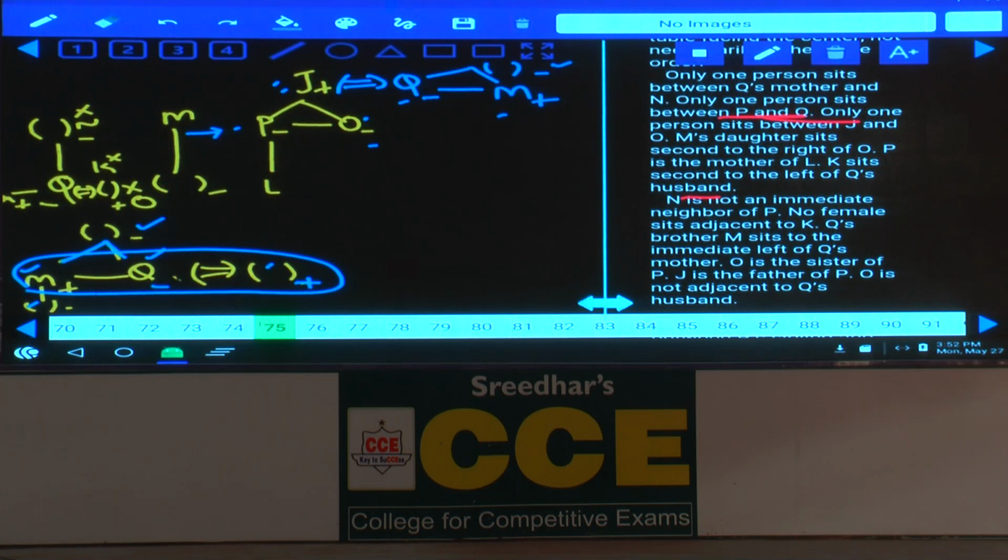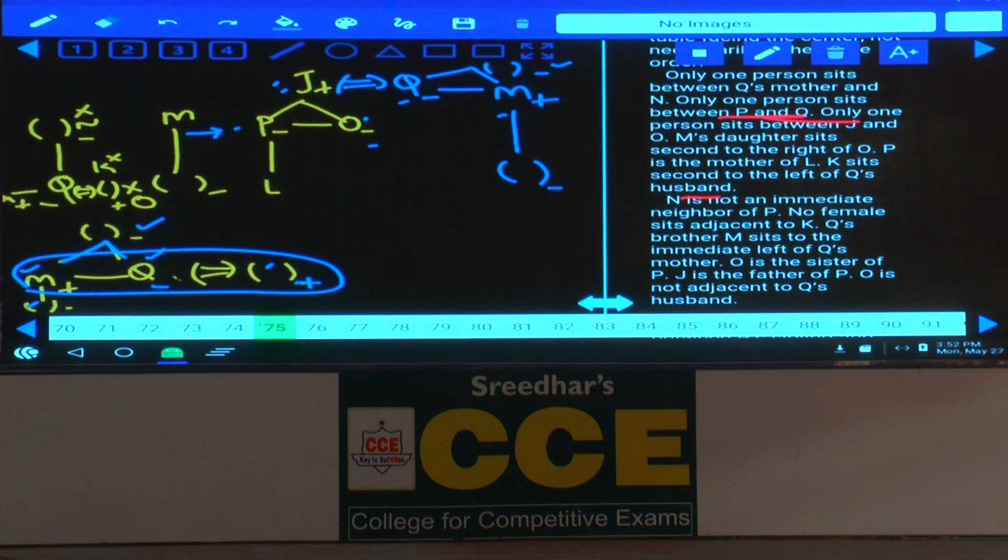M. Where is M here? M has a daughter. Is the seating arrangement diagram clear? Now tell me how many persons were there? J and Q are married. Q has a brother M, and Q and M have a mother.